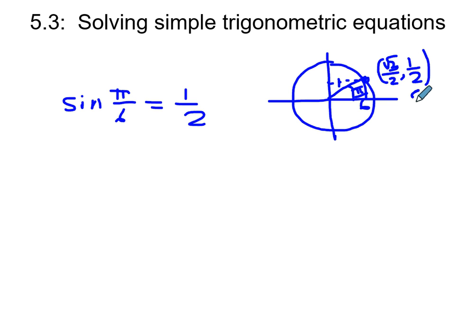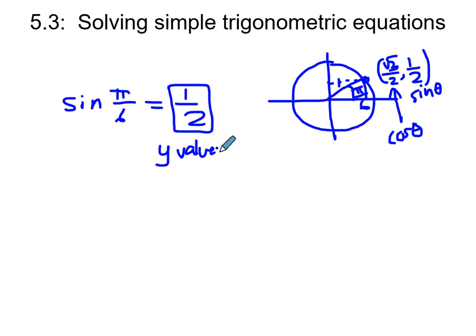And if you remember, in the coordinate, the second coordinate was always sine of our angle, and the first one here was always cosine of our angle. So now that you know that sine of pi over 6 is 1/2, this 1/2 corresponds to the y value when the angle is pi over 6, and the angle is in radians.